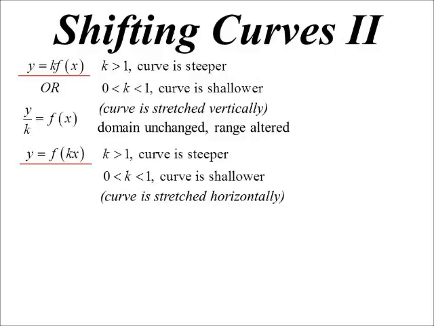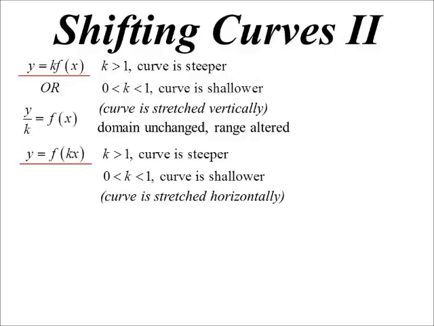Now, the reason it's the same is because look at the position of the k when I've grouped it. When I grouped it with the y, the k was on the bottom of the fraction. Whereas when I've grouped it with the x, it's on the top of the fraction, if you like. So we actually get the same effect. K is greater than 1, the curve is steeper, and k in between 0 and 1, the curve is shallower.